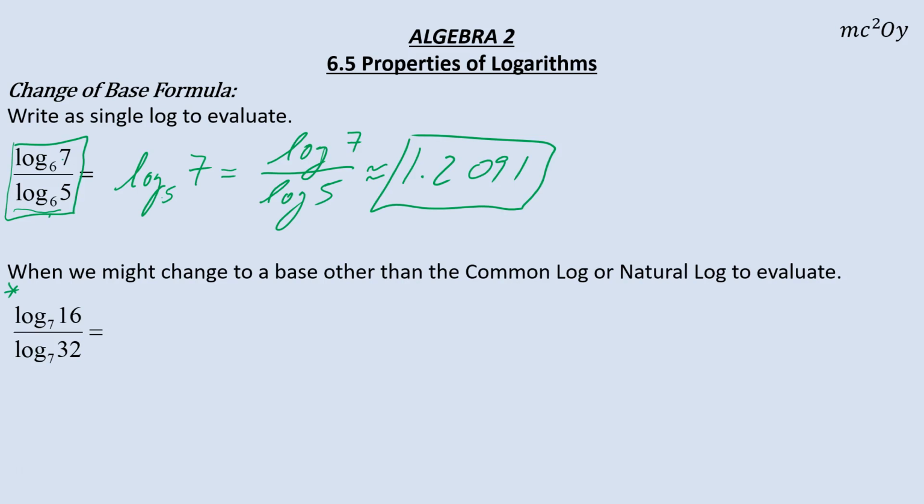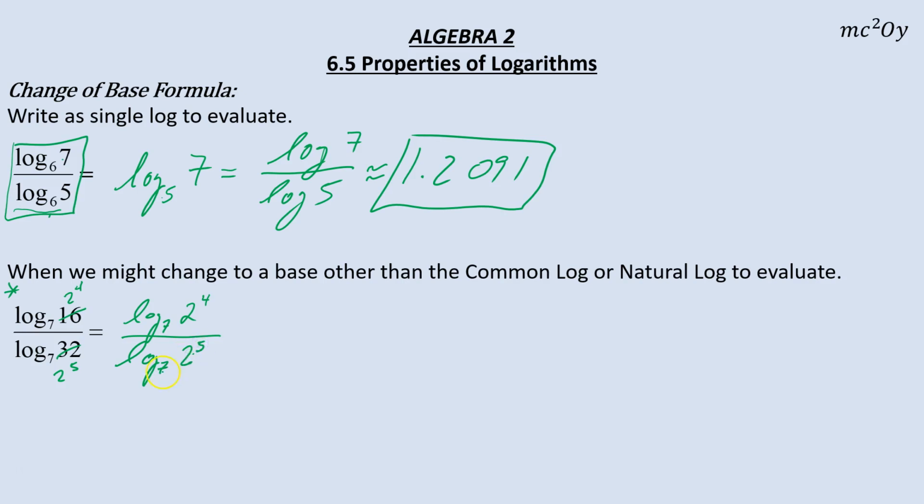So when might we use a base other than a common log or natural log? Well, when I look at this, log base 7 of 16 and log base 7 of 32. I look at that and I go, hold on. 16 and 32. Those are both base 2. So I could think of this as log base 7 of 2 to the 4th power. Right? 16 is 2 to the 4th. And I could think of 32 as 2 to the 5th. Log base 7 of 2 to the 5th.